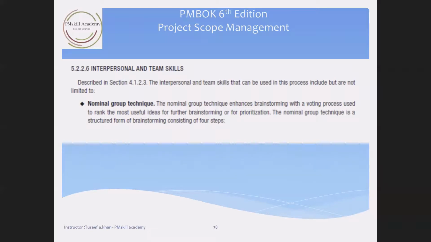Then you have some interpersonal and team skills. The nominal group technique is basically an extension of brainstorming, which we already discussed. But here we rank the ideas on different criteria. We make a ranking of ideas and we select the best idea. This is called the nominal group technique. Then you have another technique, observation. You make some observation and you collect some data.